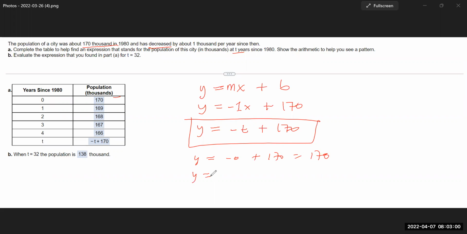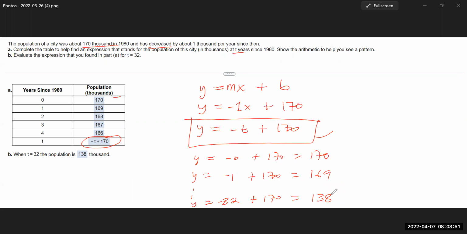And when t is equal to 1, we have negative 1 plus 170, and that is 169. And so on and so forth. So you begin to plug in 2, 3, 4. Is that okay? And this is what we have right there. Now, the last part of the problem is that we want to evaluate when t is equal to 32. So you have negative 32 plus 170, and if you subtract 32 from 170, that gives you 138, and this is in thousands. Is that okay? So this is all that you do to solve this problem.